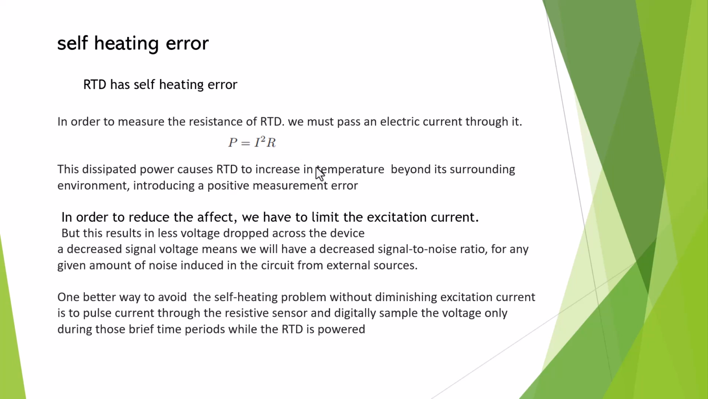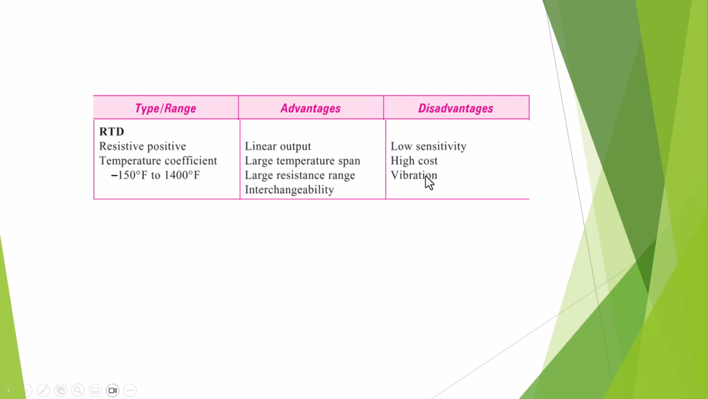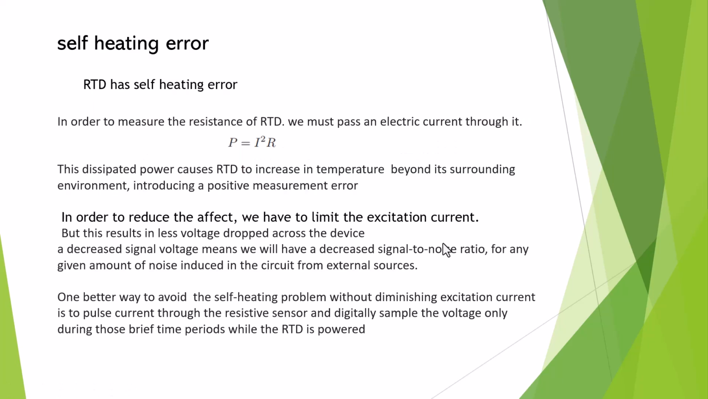Sometimes when we test an RTD, the alarm says the temperature is too high, but we check everything and the RTD is okay. Why is the alarm on? That means self-heating. If you want to reduce the self-heating error, the better way is to diminish the exciting current. To diminish the exciting current, we can use a pulsed current. Pulsed current makes the RTD work better, because RTD has low sensitivity. But most of the time nobody uses this pulsed current.